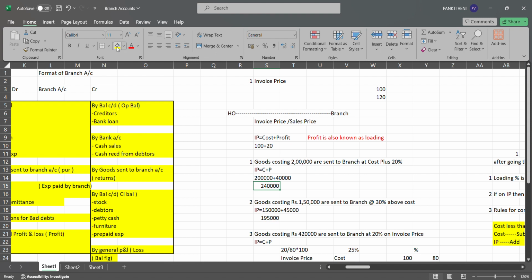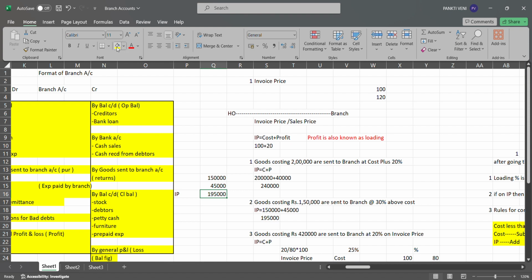Now you have the next one: goods costing rupees 1 lakh 50,000 are sent to branch at 30% above cost. So 1 lakh 50,000, 30% above cost. This is your cost plus 30% on it, 45,000. I'll have 1 lakh 95,000, which is nothing but my invoice price.